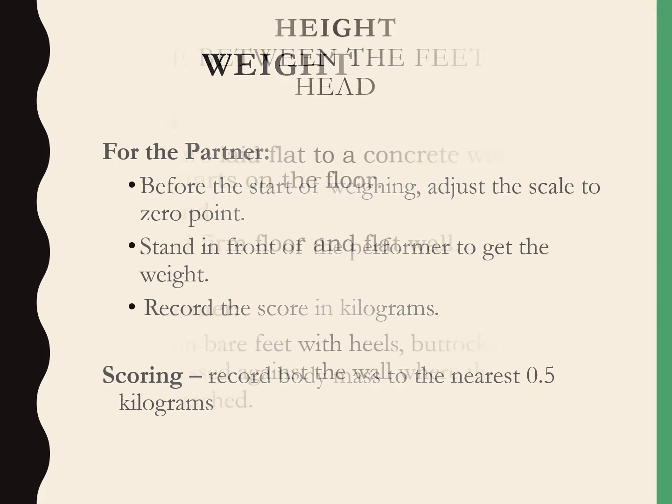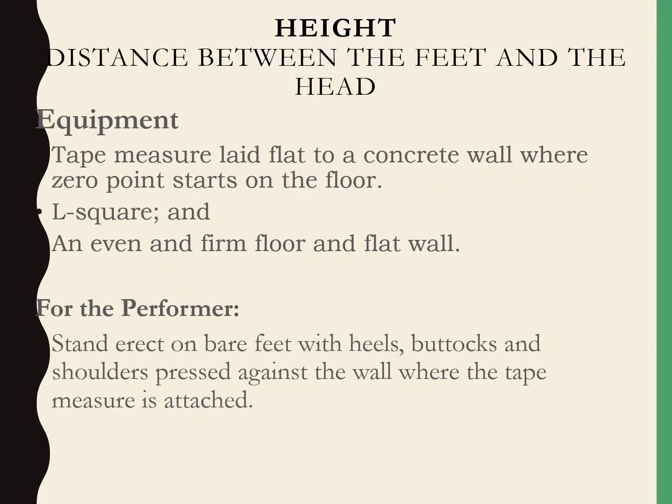So scoring, record body mass to the nearest 0.5 kilograms. So for getting the height, the distance between the feet and the head. So the equipment we're going to use, tape measure or the L square. So for the performer, stand erect on bare feet with heels, then buttocks and shoulders press against the wall where the tape measure is attached.